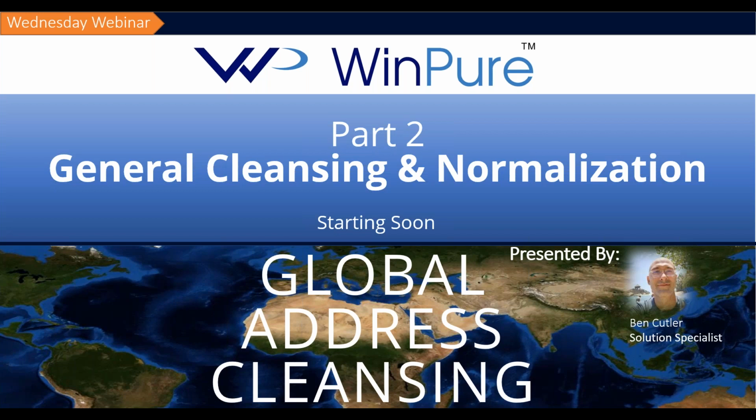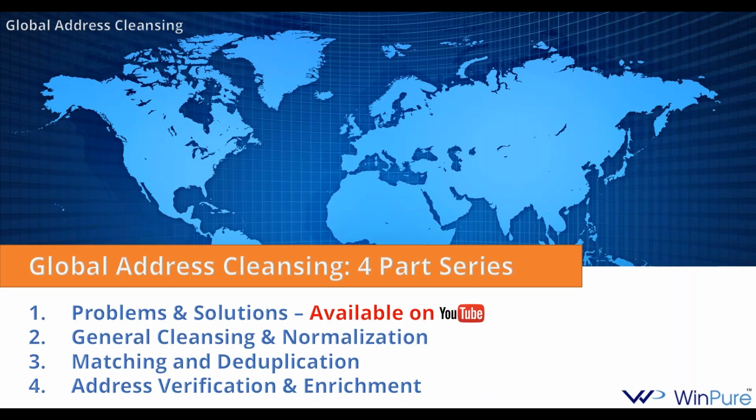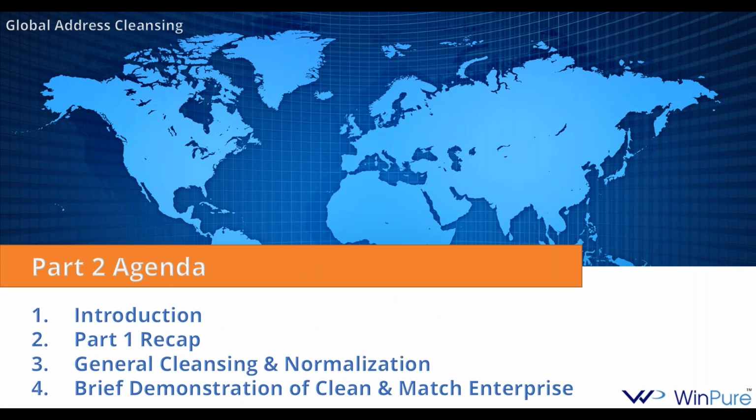So today we're going to go into more detail on the general cleansing and normalization, which is part 2 in this series. Again, that first part is available on YouTube. In terms of the agenda today, we've already covered the introduction, so we're going to start with a recap of part 1. Then we're going to jump right into some of the most common general hygiene problems, how they affect other processes and outcomes, why you should start with data quality profiling and exploration, and what it looks like to cleanse and normalize global address data using our top-ranked Clean and Match enterprise software.